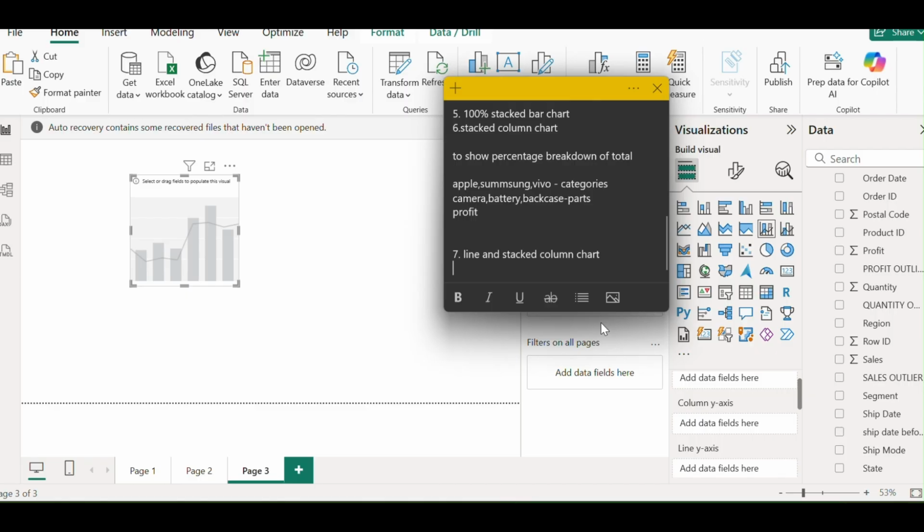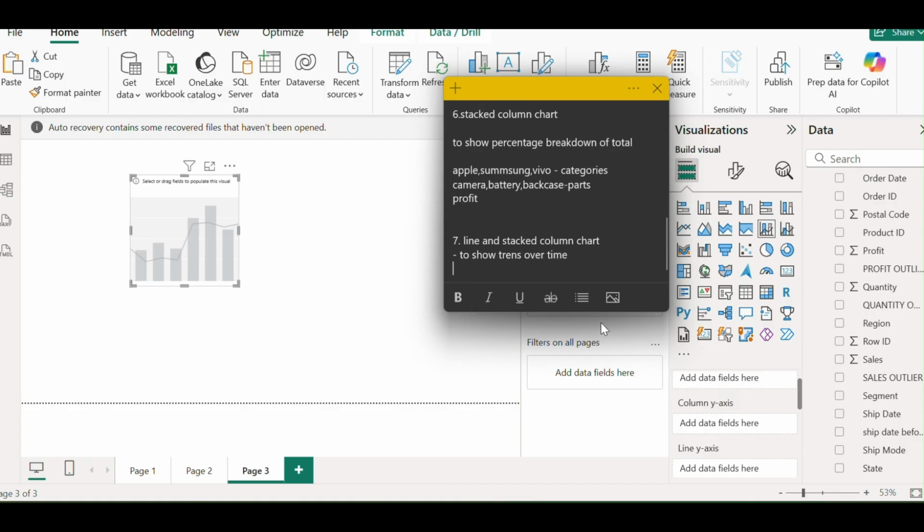Okay, this one is the line and stacked column chart. It is to show trends over time. I mean, trends means movement over time.